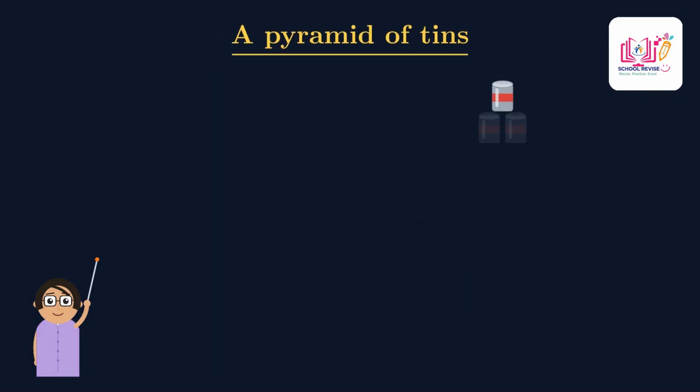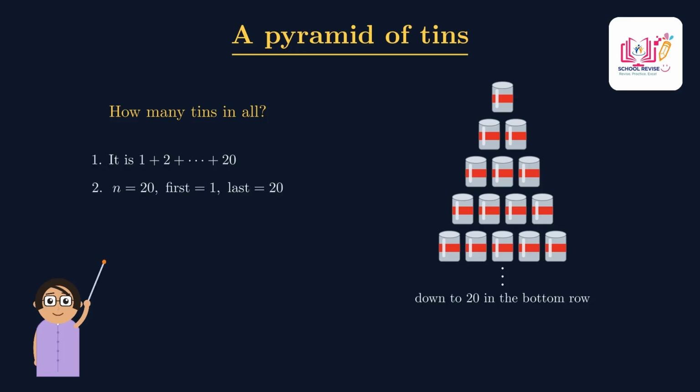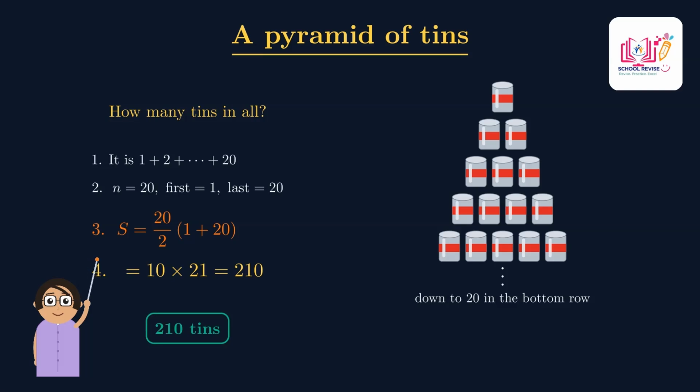Let us try it on something you can see. A shopkeeper stacks tins. 1 tin on top, 2 in the next row, 3 below that, all the way down to 20 in the bottom row. How many tins in the whole pyramid? This is just 1 plus 2 plus 3 up to 20. Here, n is 20. The first term is 1. The last is 20. So the sum is 20 over 2 times (1 plus 20), which is 10 times 21, 210 tins. 20 numbers added in a single step.